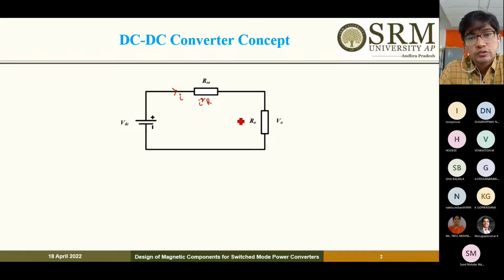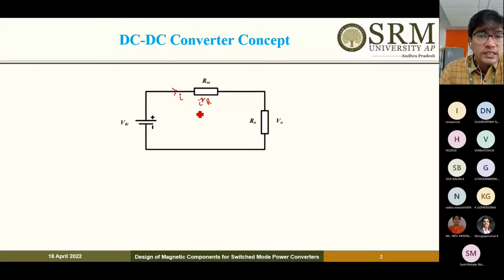However, if you see, in this one some losses appear. This we can call a linear regulator. It is a lossy component, so most of the energy is wasted as heat in the resistor. That's why switched mode power converters are becoming more popular. So how do we avoid these losses? If we can avoid these losses, we can achieve efficient regulators.